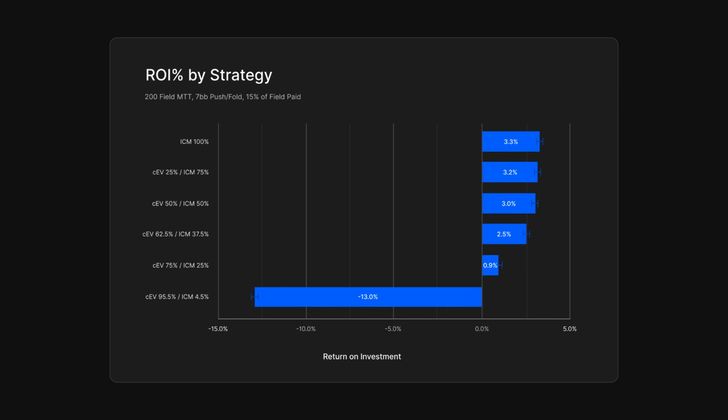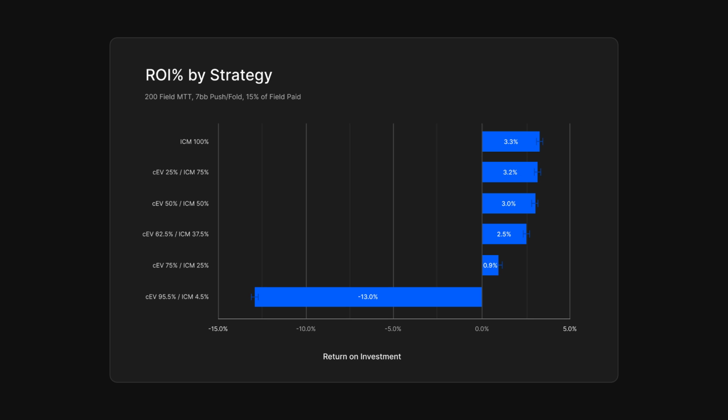Here are the results. As you can see, the pure ICM strategy at the top did the best, winning a return on investment of 3.3%. So this means for every buy-in they entered, they gained 3.3% of that buy-in back on average. At the very bottom, we've got this ChipEV/final table strategy, who is losing 13% of their buy-in. And so the question is, at what point does switching from ICM to ChipEV become significant?